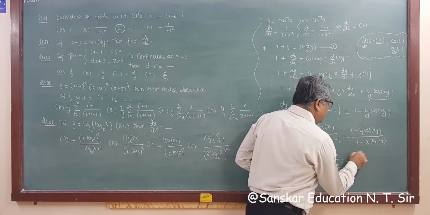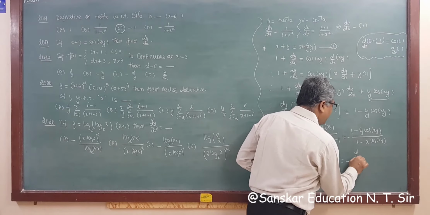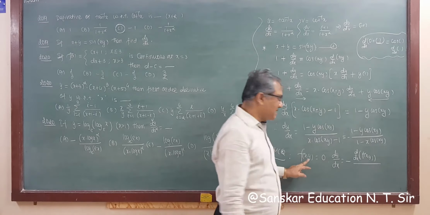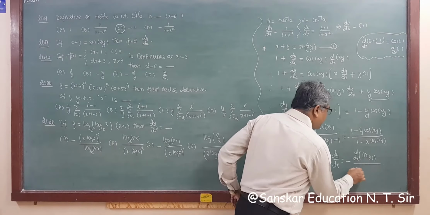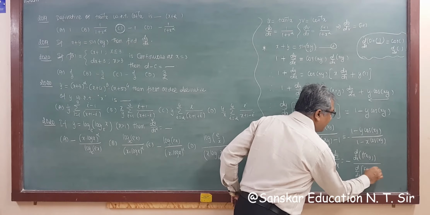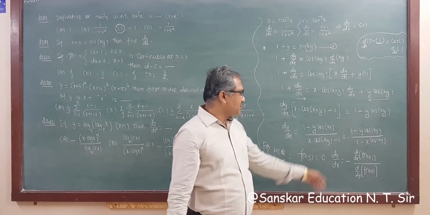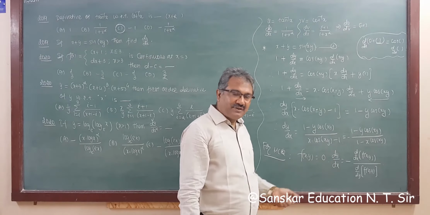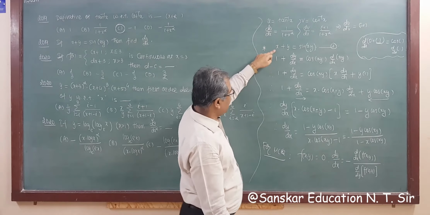So d/dx of f(x,y), keeping y as a constant, and in the denominator d/dy of this function f(x,y), keeping x as a constant. So this is your answer for this type of implicit function. So for MCQ, what is your answer?